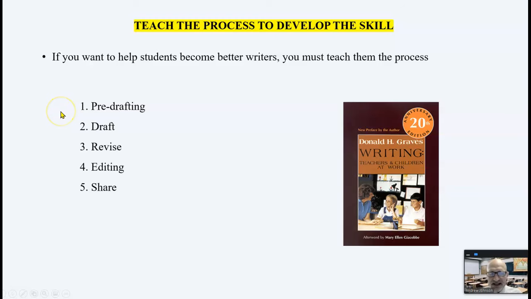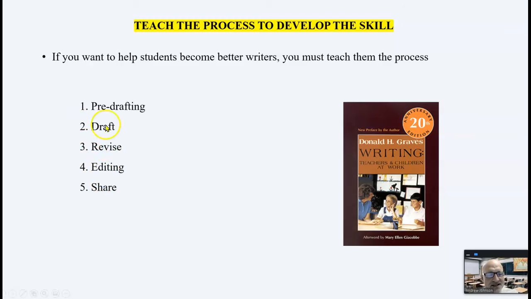Pre-draft is to generate ideas. The draft is the first attempt at getting those ideas on paper. Revision, that's the heart of writing. Revise, revise, revise, you're shaping. Editing is step 4, where you look for mechanics, spelling, punctuation, grammar.